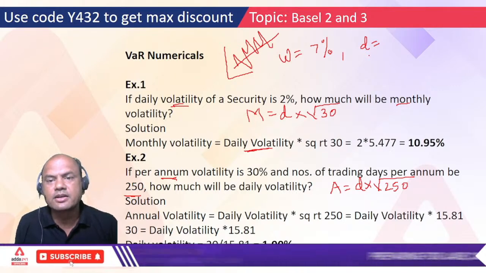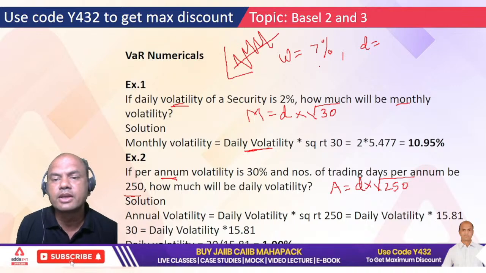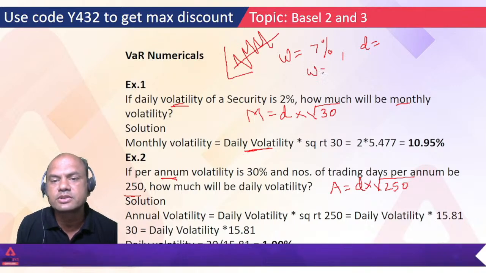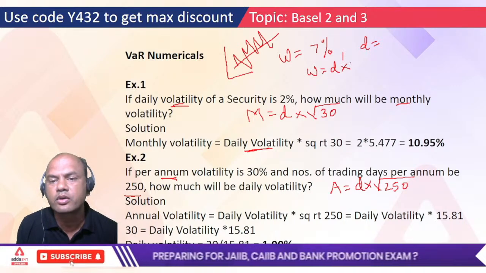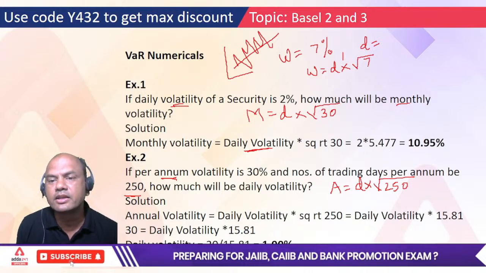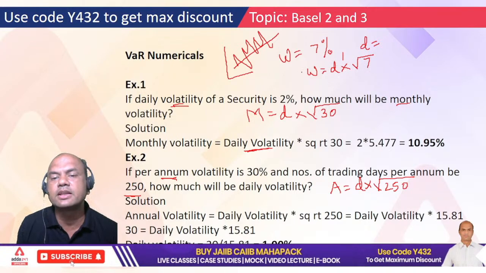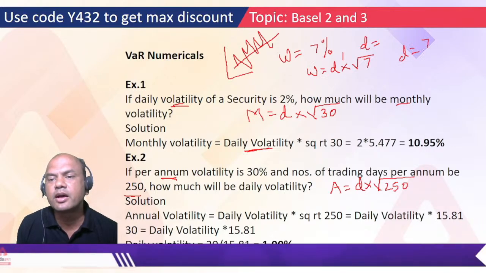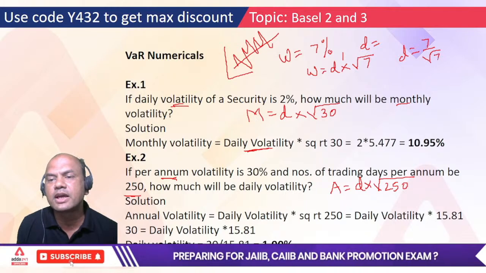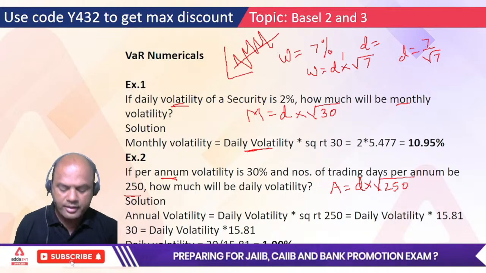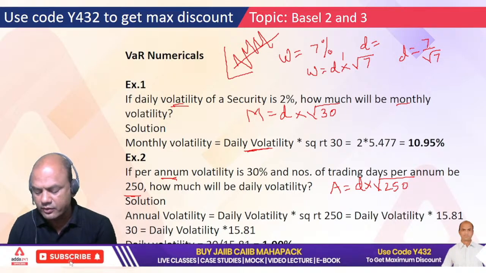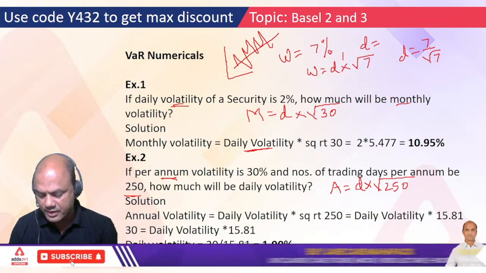Quite simple, isn't it? So weekly equals what? Weekly equals daily into square root of, now what? 7, right? So I want daily volatility. This I know, 7%. So daily equals what? 7 upon square root of 7. So what is that? Find out. Let's do that. I'll do it over here, you do it over there. Okay. Let's find out.